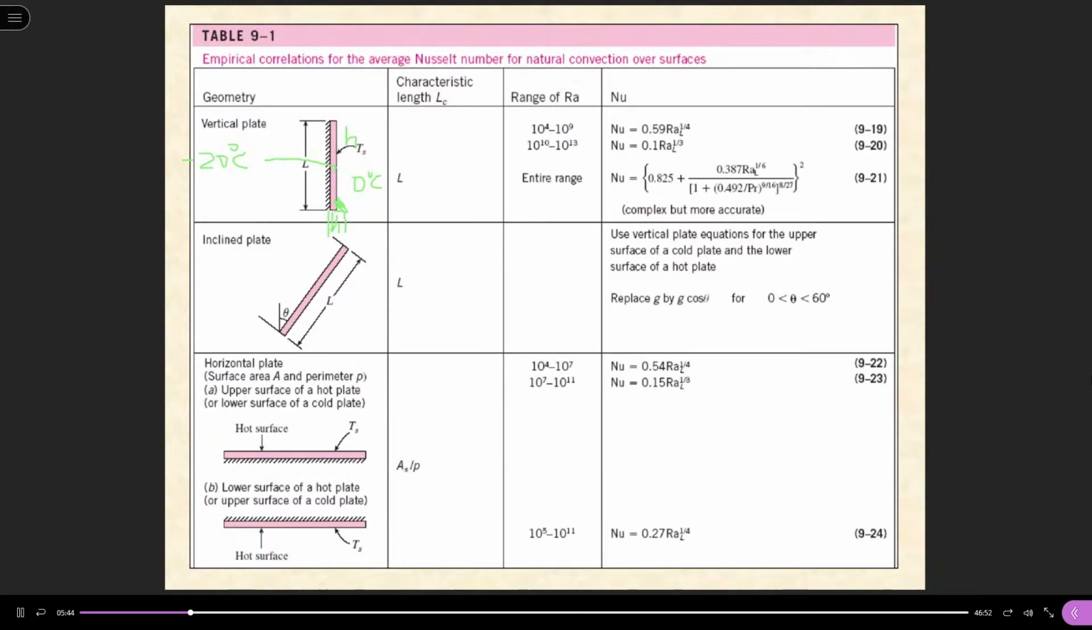Anyway, if you want to calculate the convection coefficient at the wall surface, this is the equation. It depends on the Rayleigh number first. Calculate the Rayleigh number, and depending on the Rayleigh number, you choose the equation. Or if you are lazy, you can always use this equation.